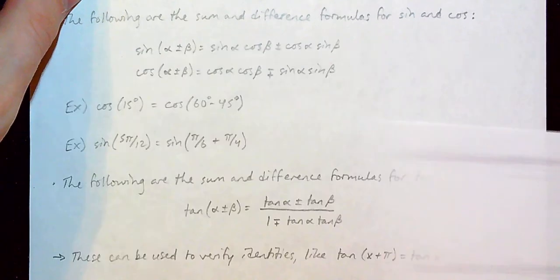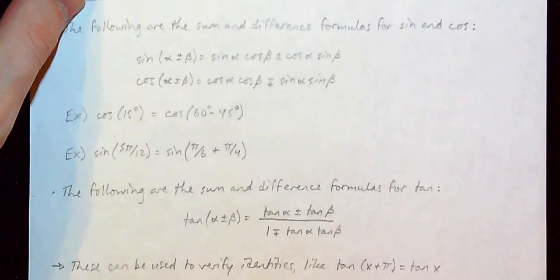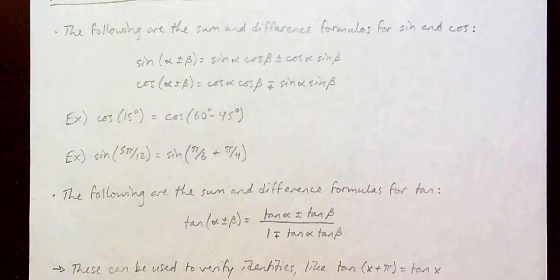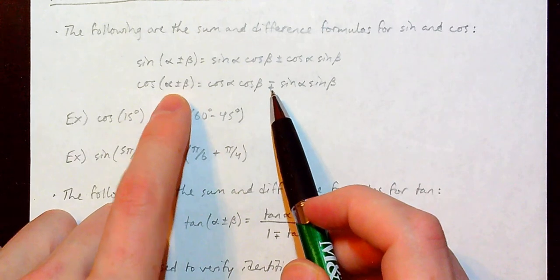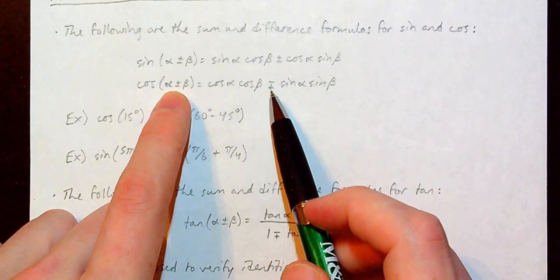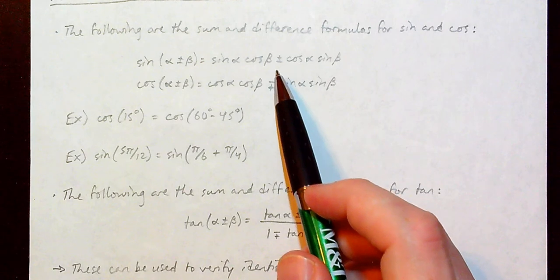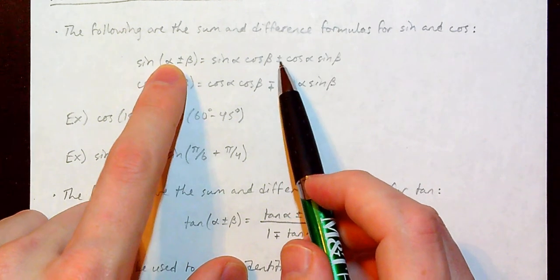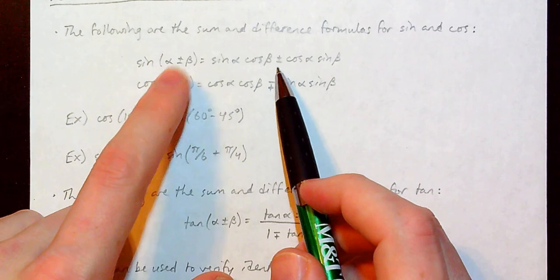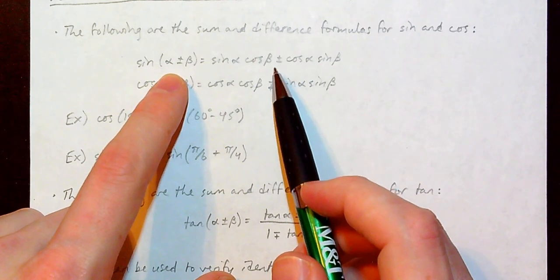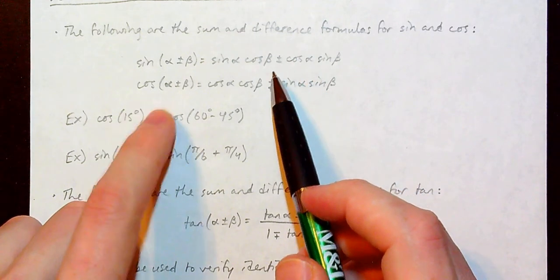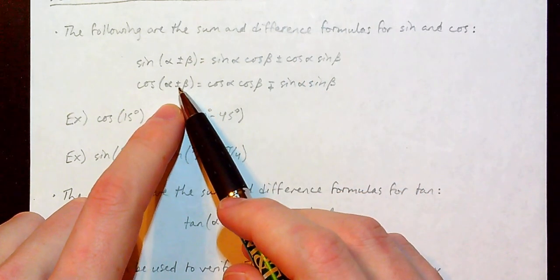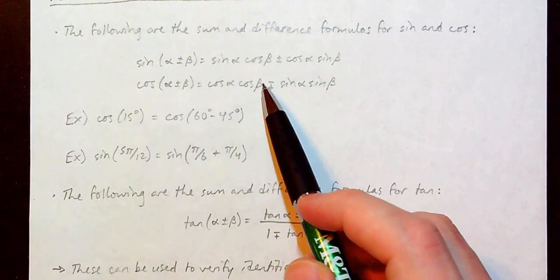So guys, these are very basic, very straightforward formulas here for sine and cosine. The only thing you have to keep in mind is what sign you use on the right-hand side based on what sign you're using on that left-hand side. Think, for sine, if you're adding on the left, you're adding on the right. If you're subtracting on the left, you're subtracting on the right. If you are doing cosine, whatever sign you have on the left, you're switching it for that right-hand side.